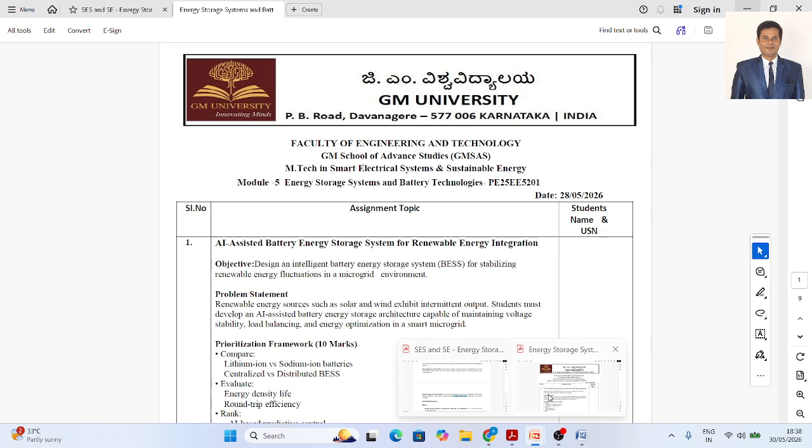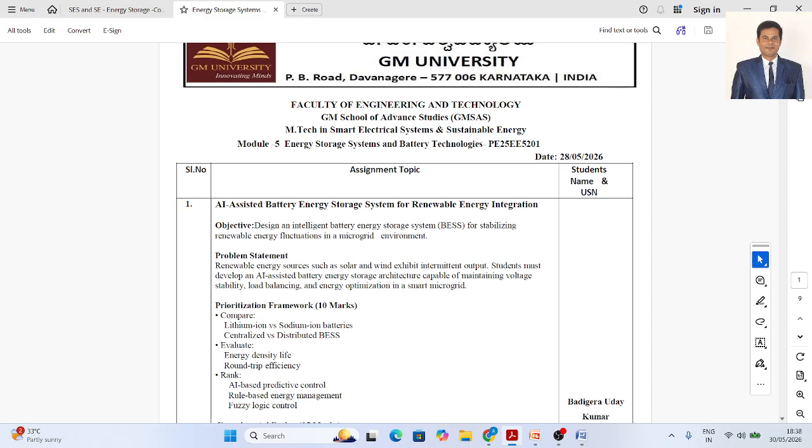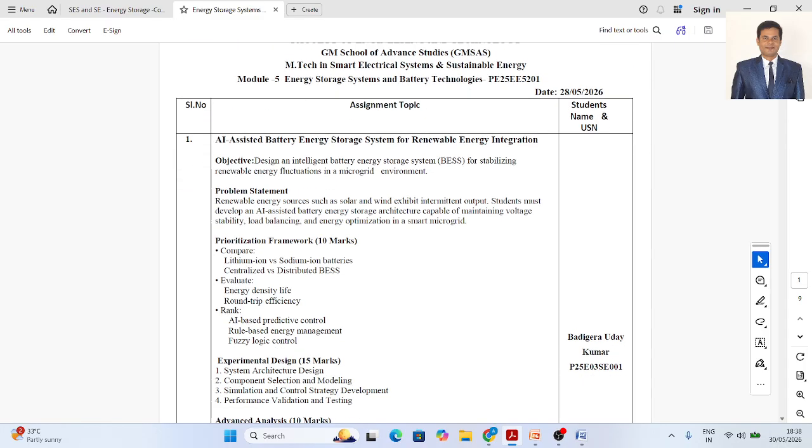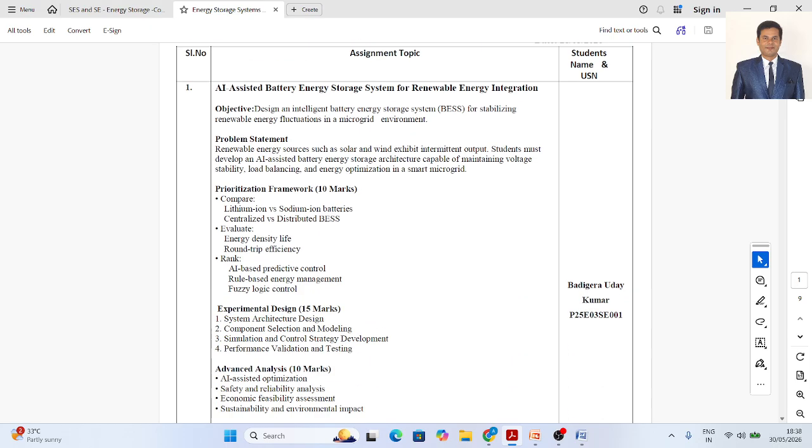I have one assignment. Okay, so this is actually your assignment. Is it visible now, sir? Yes, sir. Okay, that is what I've given for Uday. This is AI assisted battery energy storage system for renewable energy integration. Right, these are actually the objectives. So in the objectives, you have to design the intelligent battery energy storage system, BESS, for stabilizing the renewable energy fluctuations in the microgrid environment.